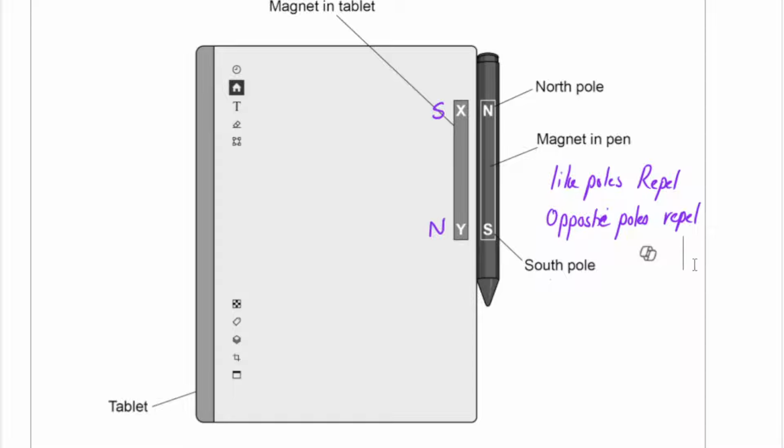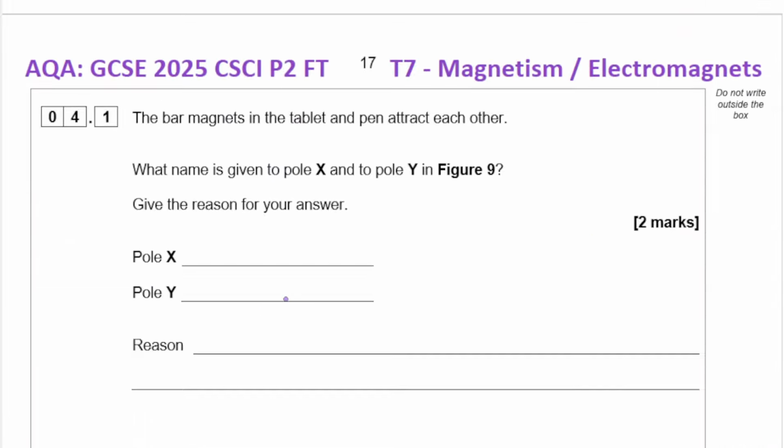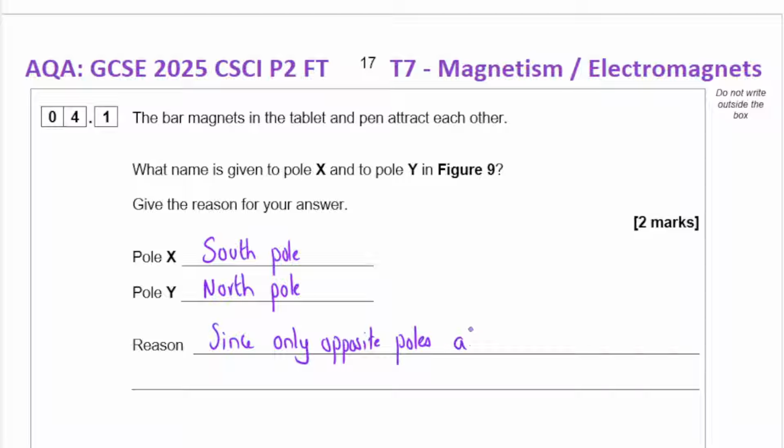So pole X is south pole and Y is north pole. Reason: since only opposite poles attract, like poles will repel each other.